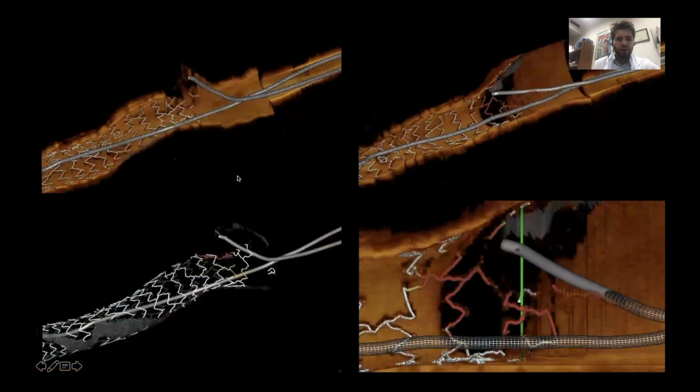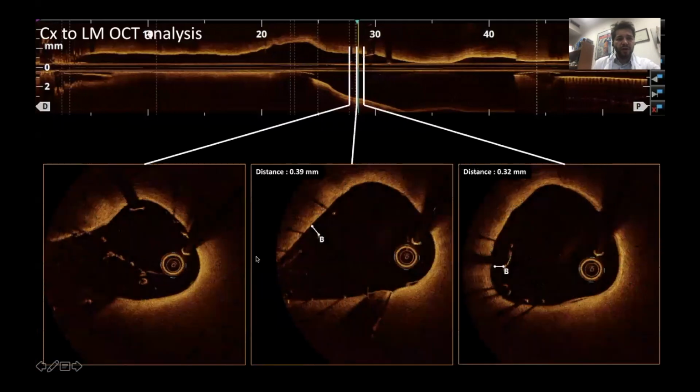The 3D reconstruction also showed a very nice wire position in the first cell of the stent. We can see the differences in the stent final diameter along the LAD and the left main. And from circumflex to left main, we also observed a better result, and you see that the malapposition was extremely reduced, and now we only have a short portion of the stent that is malapposed with a distance between struts and vessel wall below 0.4, which is acceptable according to the EAPCI guidelines.